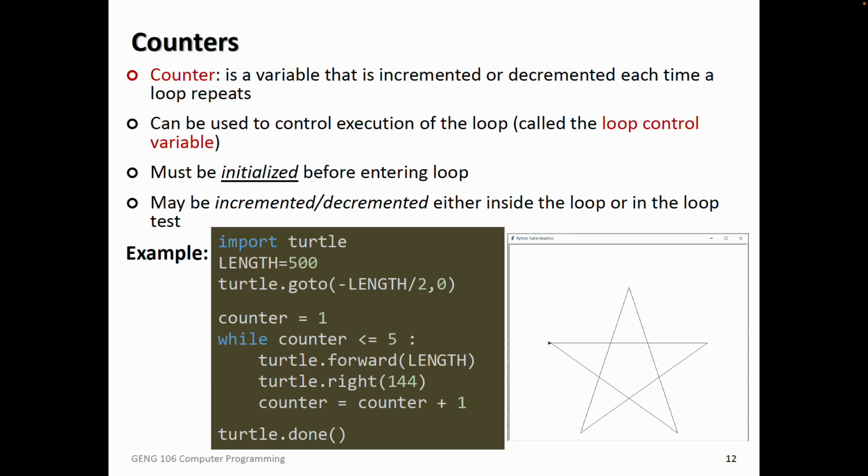I want to draw a star by using this turtle library. So I need to repeat a certain action 5 times. So how can I do that? Well, we will use these counters. Counters are actually a very common approach when we are using these while loops.